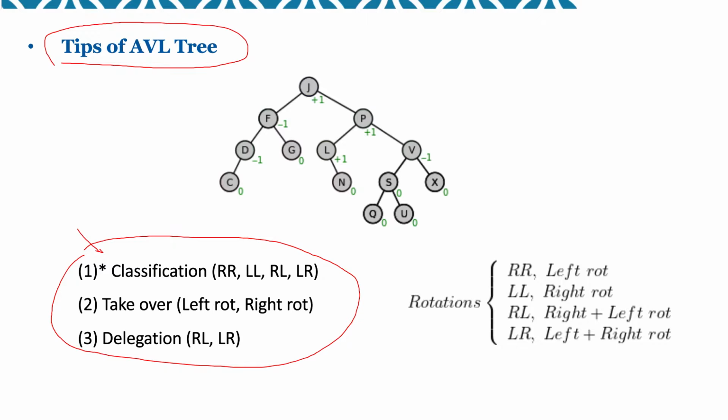Because if you just look at the paper, it's hard to understand. It's hard to memorize all those details. But with these 3 tips, it's easy to understand the whole process. Why did I put these star marks here? Because the first one is the most important one. You should find the correct classification.